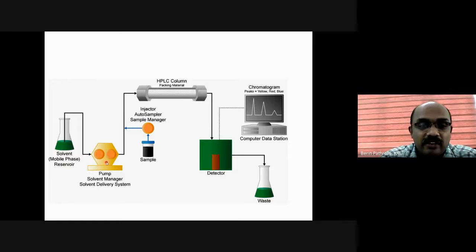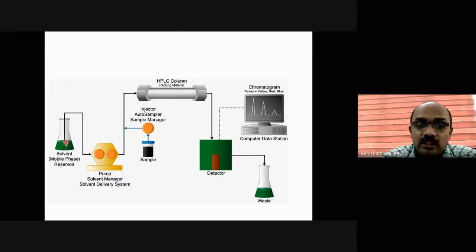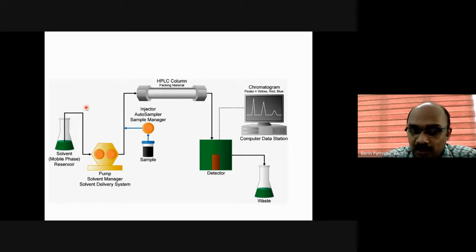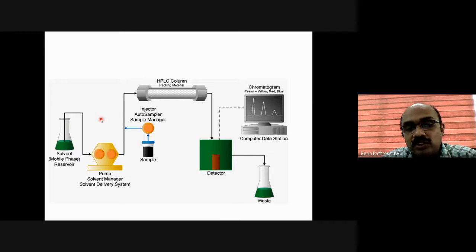So here if we have a pump, this is isocratic, single reservoir, single pump. If we have two reservoirs and two pumps, both the pumps will draw the solvent from the respective reservoir, and here we will have a mixer wherein both the solvents drawn by both the pumps will be mixed and fed together into the HPLC column, and in between we will have the injector. There will be a mixing unit.